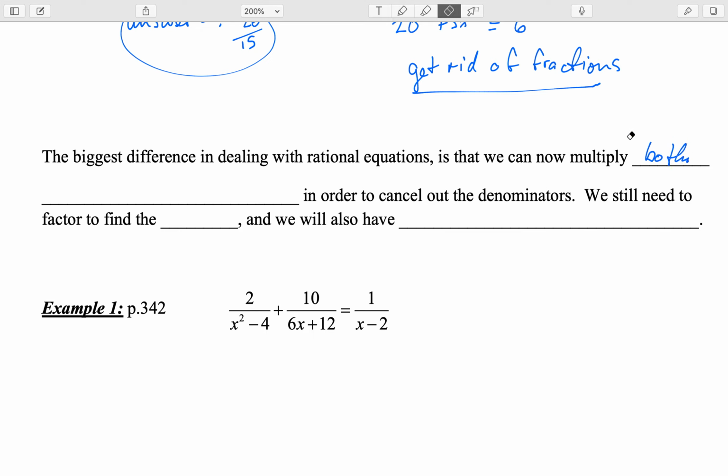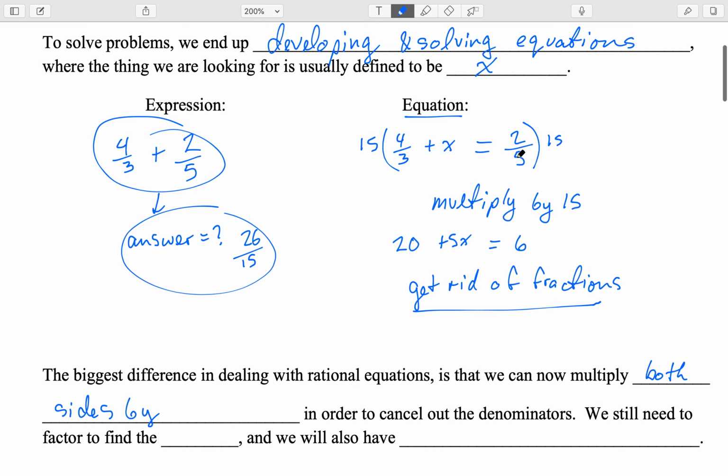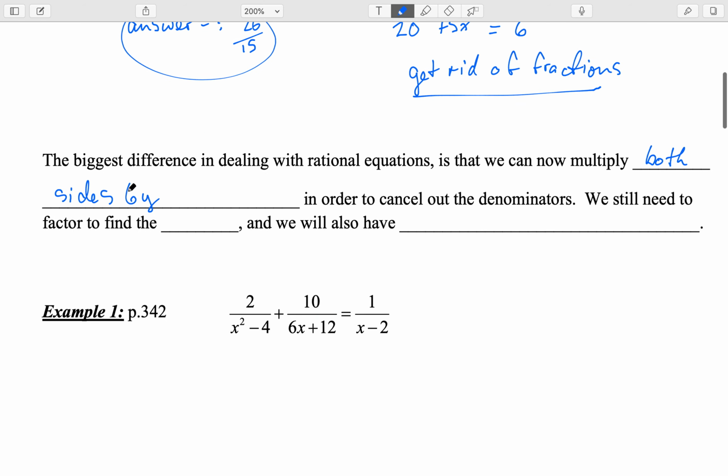Both sides by, now what did I multiply by? I multiplied by 15. Why 15? Because 15 is a multiple of both 5 and 3. Multiply both sides by the LCD, the lowest common denominator. And what happens? It will cancel out those denominators.